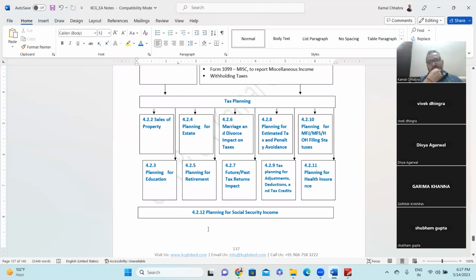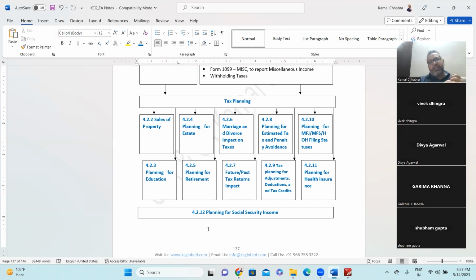Then, if you remember, in the very first chapter we discussed the filing status. What are the five categories of filing status in the US? Single, married filing jointly, married filing separately, head of household, and qualifying widow(er) with dependent child. Those also have different categories of deduction. The most beneficial position is married filing jointly or qualifying widower, and the least beneficial is married filing separately. And then planning for health insurance, and lastly planning for social security income.